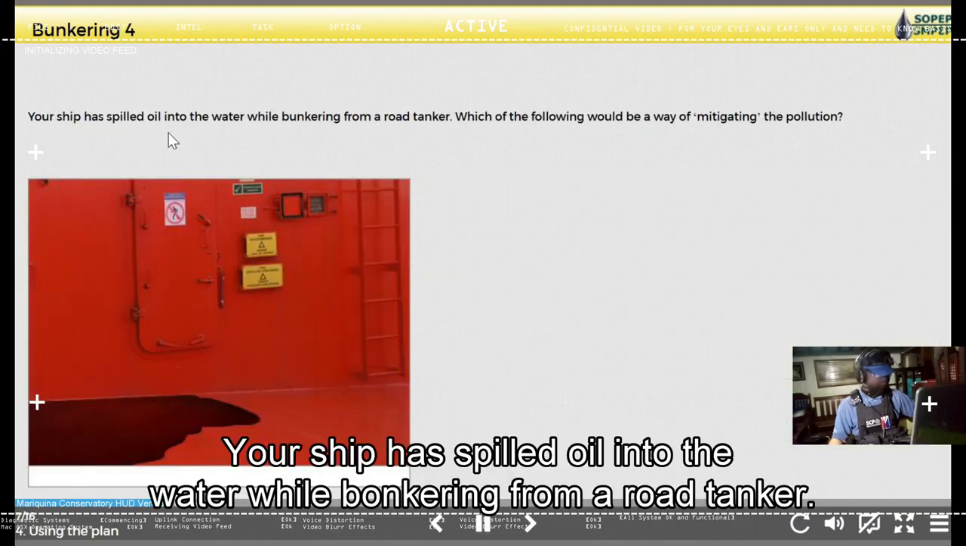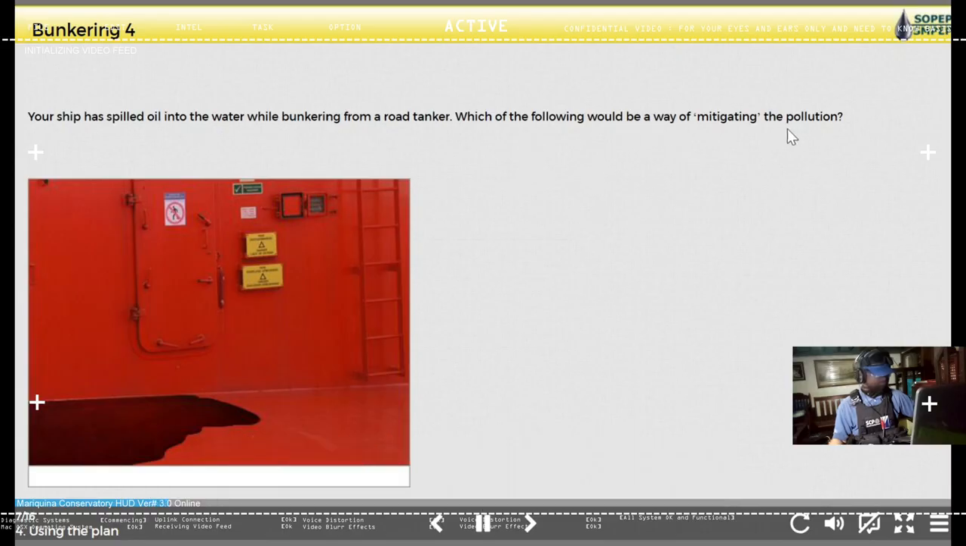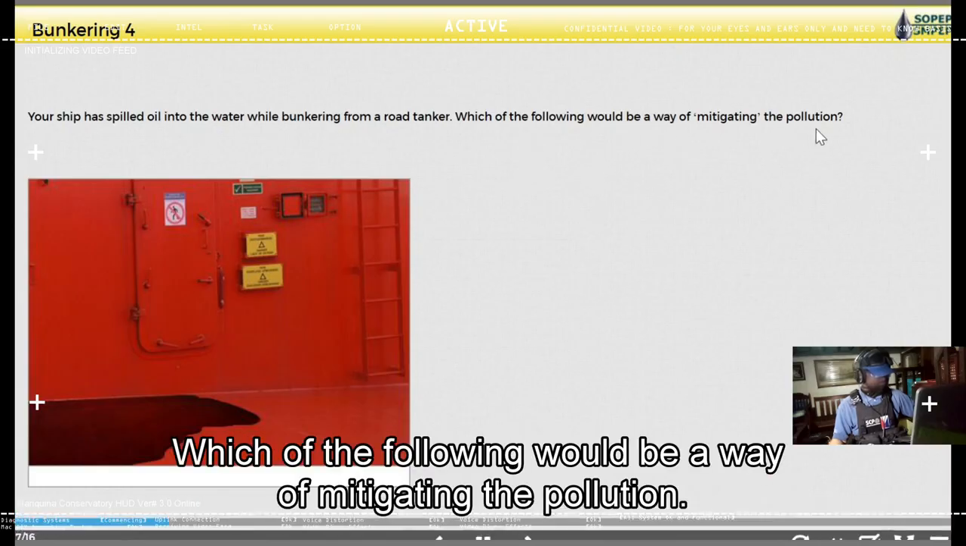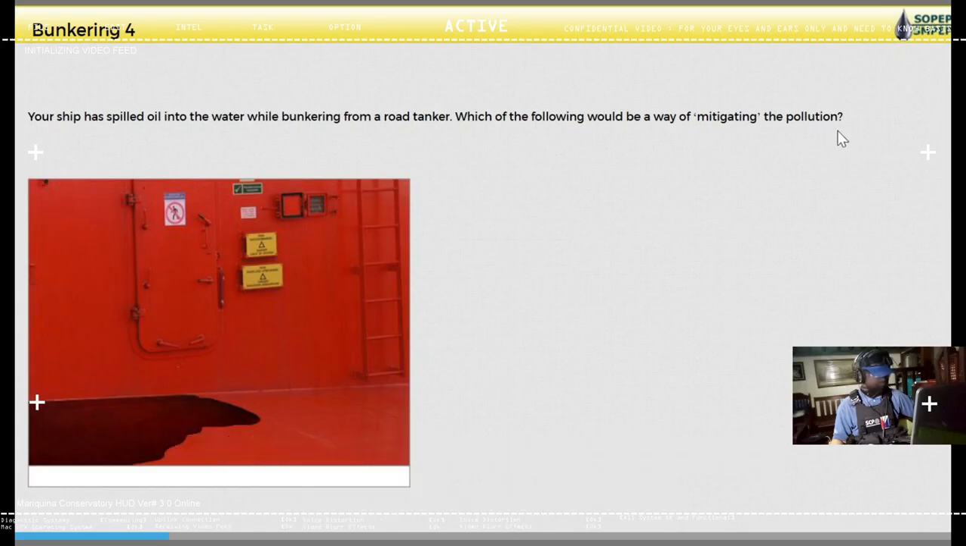Your ship has spilled oil into the water while bunkering from a road tanker. Which of the following would be a way of mitigating the pollution?